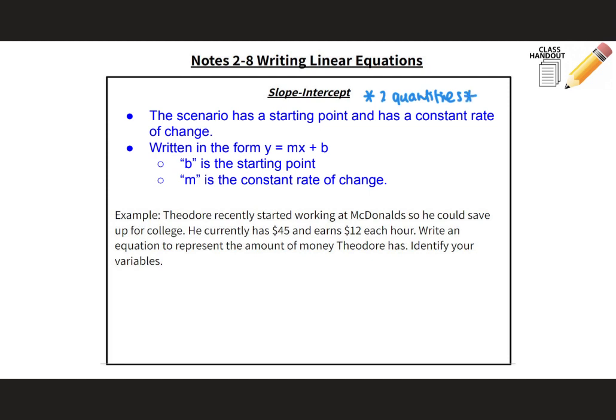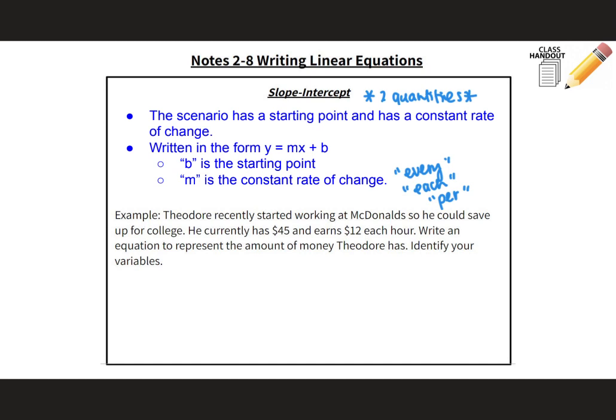We write the equation in the form y equals mx plus b, where b is the starting point and m is the constant rate of change. When we're looking for a constant rate of change, we're looking for words like every, each, and maybe per. When we see those words, that indicates we might be using an equation in slope-intercept form.